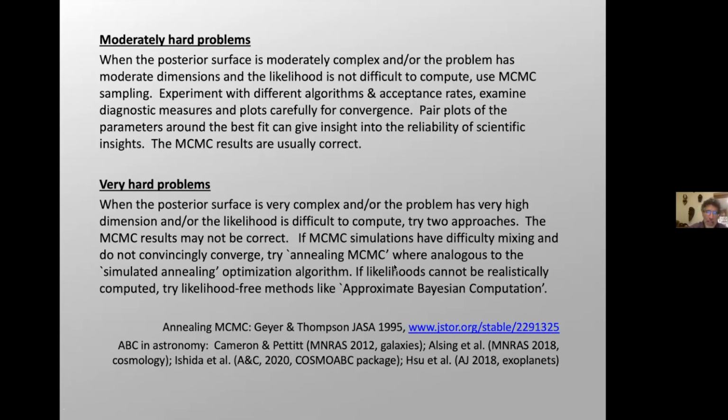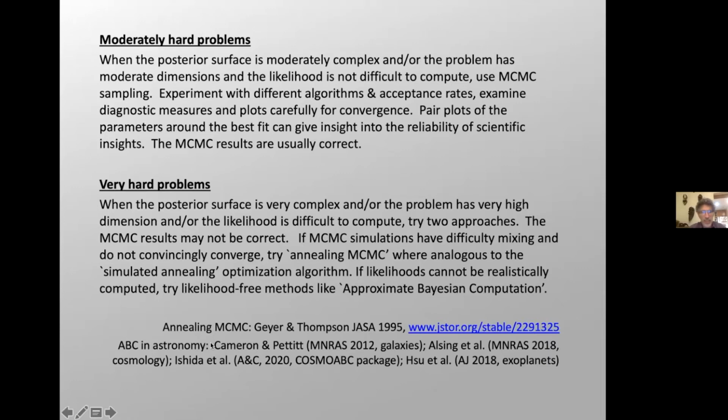And in the last few years, this has now begun in astronomy. So here's one in cosmology by Yoshida, Cosmo ABC. Here's one here. Here's one in exoplanets. Here's another one in cosmology. Here's one in extragalactic astronomy. And there's more. This is not all of them, but it's mostly in the last few years.